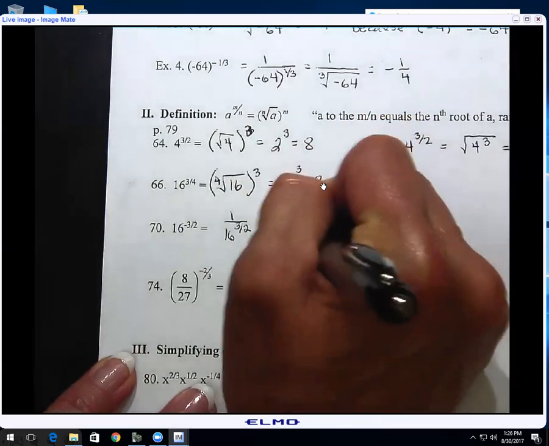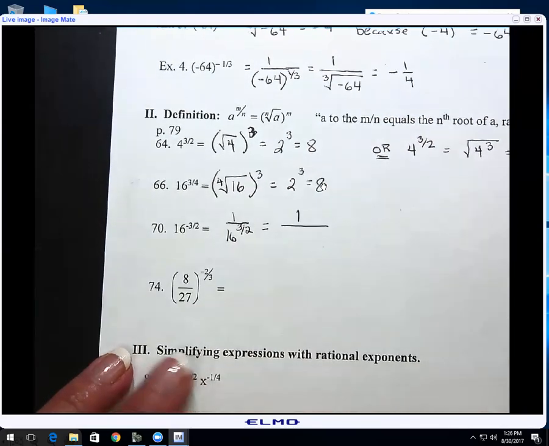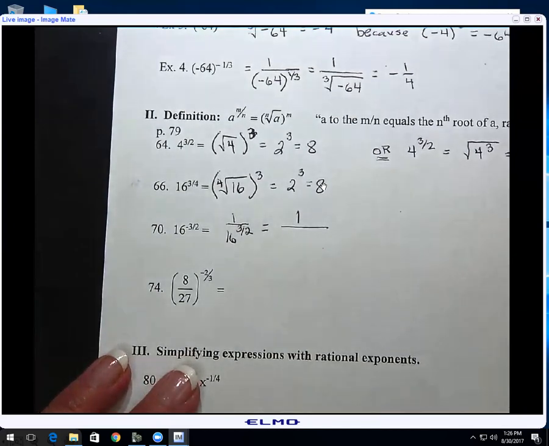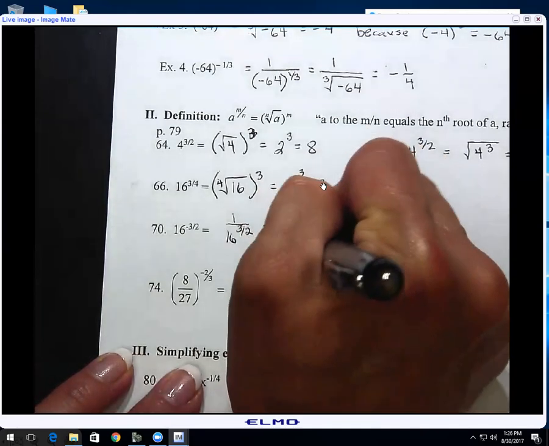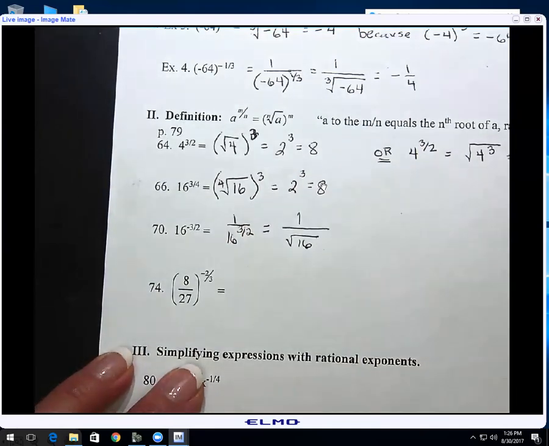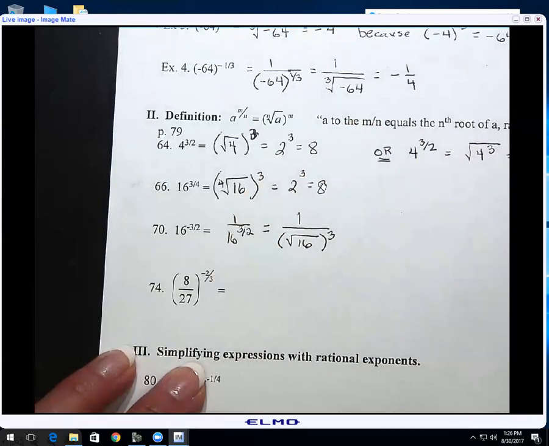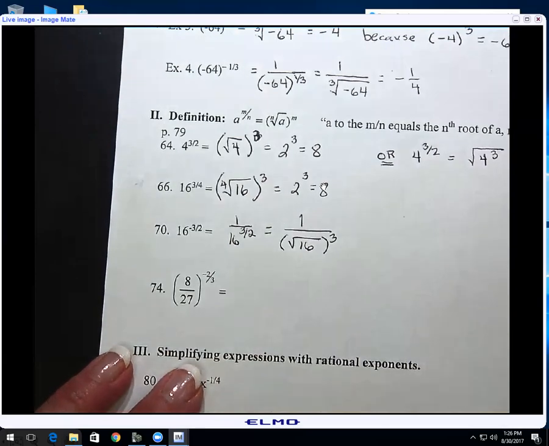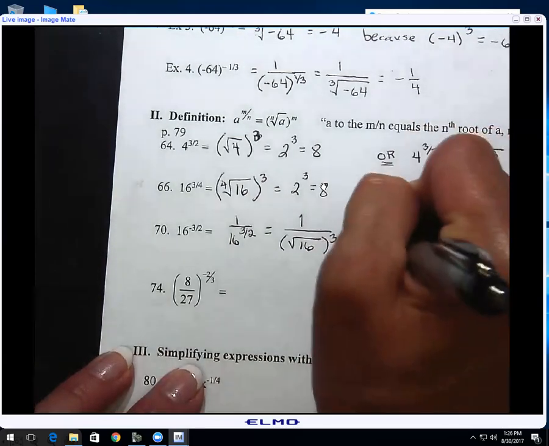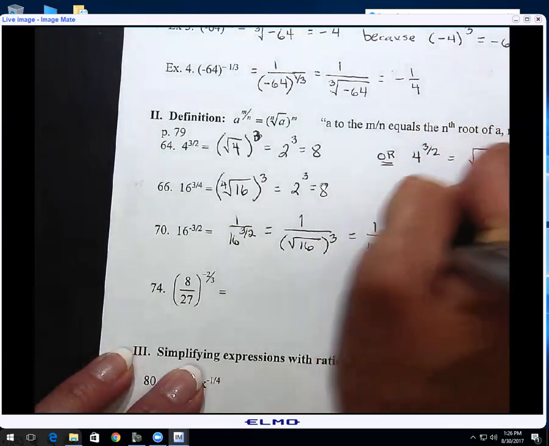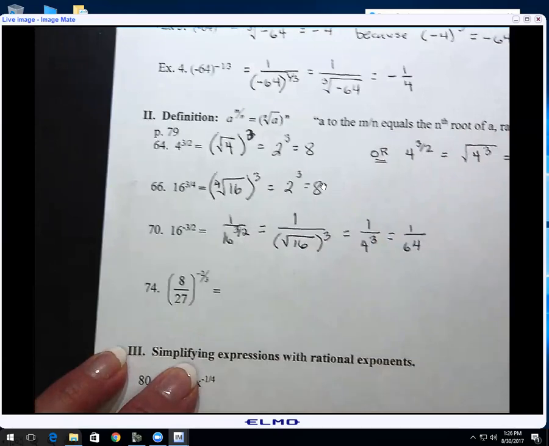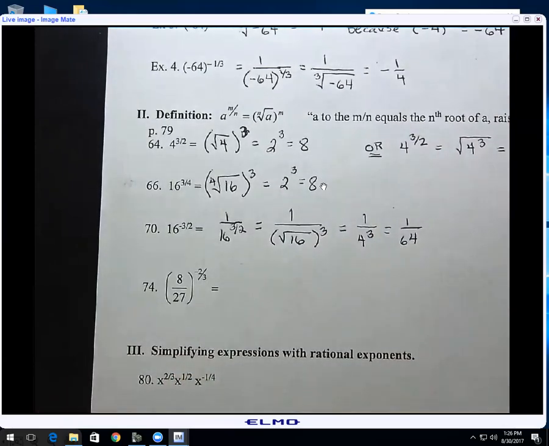So with a radical, what does 16 to the 3 halves mean? Square root of 16. And then what? After we do that, we'll cube it. So square root of 16 is 4, and 4 cubed is 64. You try number 74.